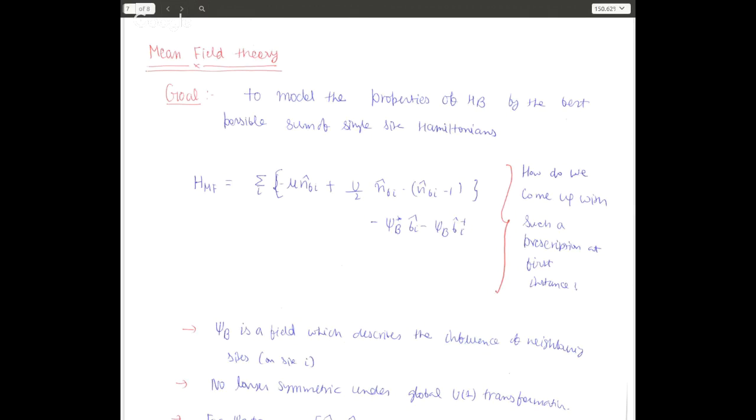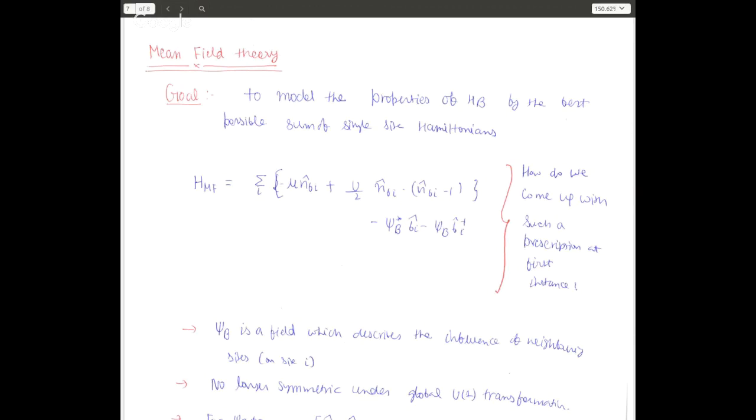You see here that when psi b is 0, I have terms which satisfy the U1 symmetry. But when psi b is non-zero, then U1 symmetry is broken. So I can call psi b my order parameter and look for different phases as a function of psi b.